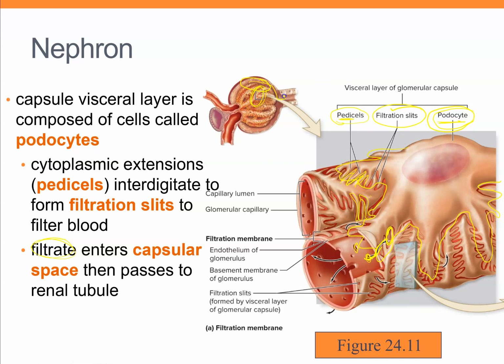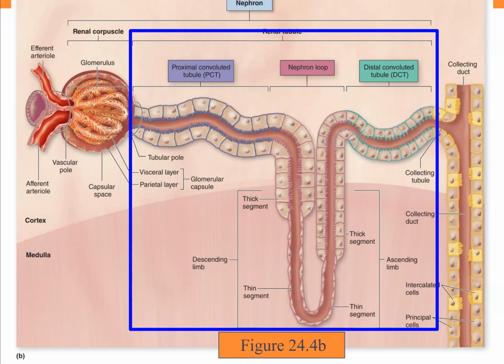and it's going to enter that capsular space, and then from there, it's all going to come to here, and that's going to be the beginning of our renal tubule. That's the process of filtration. So all of that is happening here.